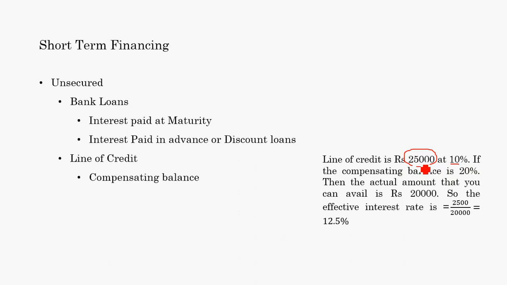So the effective interest rate is this: it is paying interest of 2,500, but it can use only 20,000 rupees. So 2,500 by 20,000 is equal to 12.5 percent. So the interest rate is not actually 10 percent, but it is 12.5 percent. This is the second type of unsecured loan.